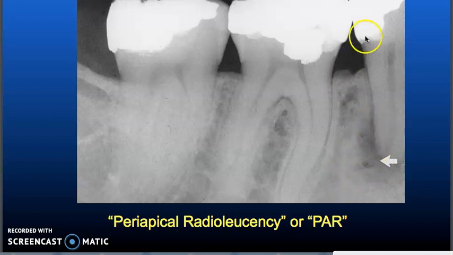So here, notice this deep restoration here. It's getting pretty close to a pulp horn in this area. So, you know, that could be causing this tooth maybe to be dying. We don't know, but that's periapical, and obviously a dentist could not see that without a radiograph.